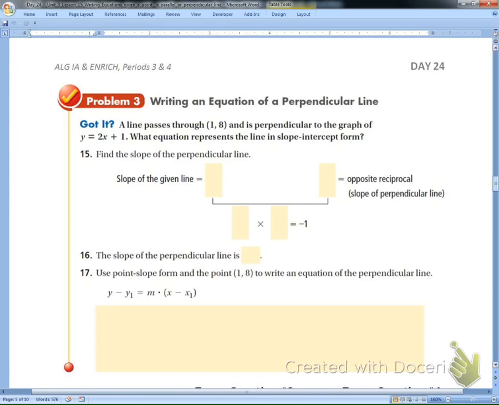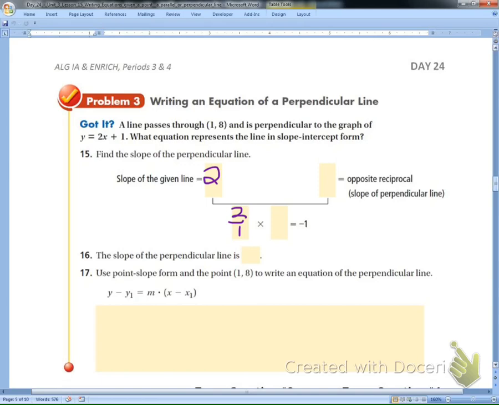To give you an example, if you are given a question: a line passes through the point (1, 8) and is perpendicular to the graph of the equation y = 2x + 1, what is an equation that represents the line? Well, let's first find the slope of the perpendicular line. First of all, the line that they give you has a slope of 2, or the same thing as 2 over 1.